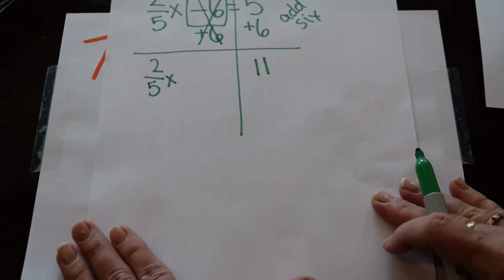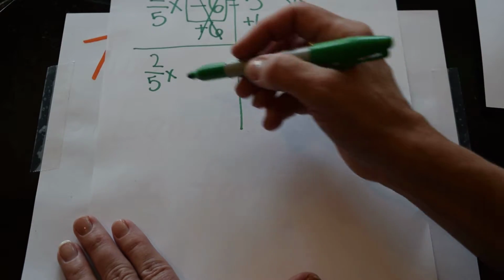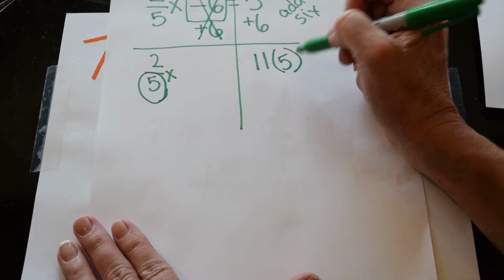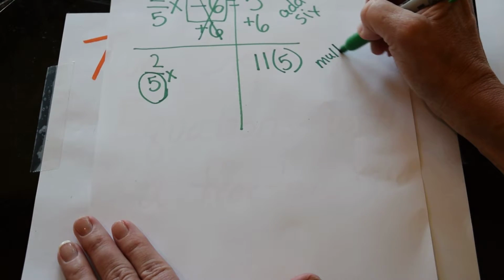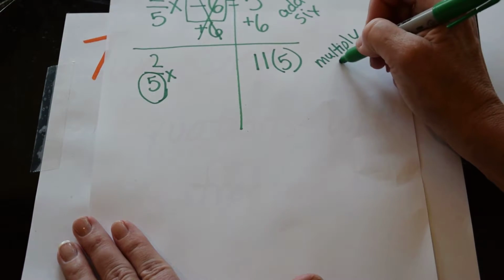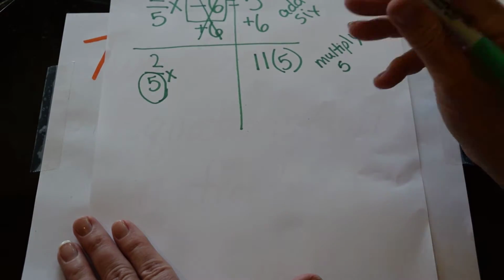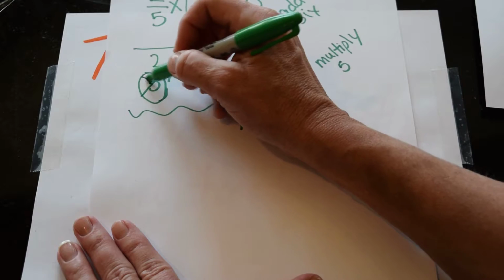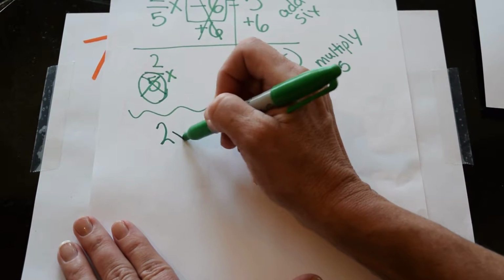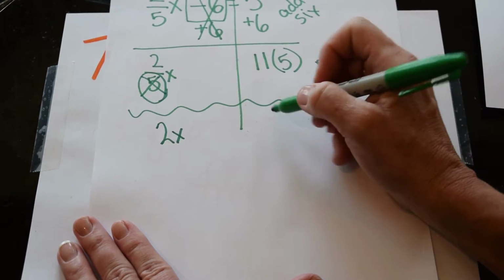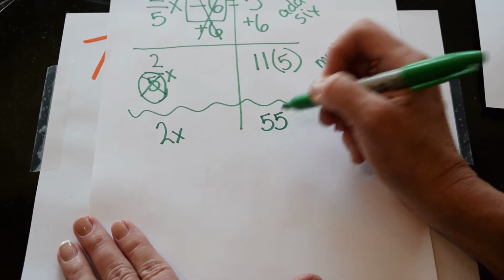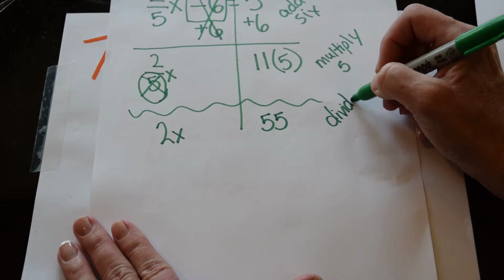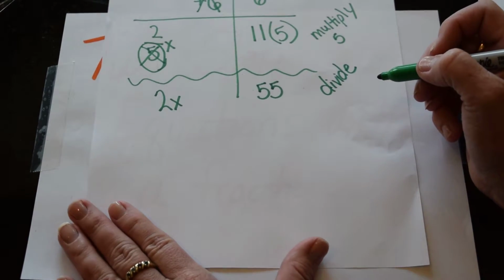Now, just like we did in our example a minute ago, we're going to take our denominator and we're going to move it over here and multiply by it. So we're going to multiply by 5. Now, of course, you can multiply by the reciprocal of the fraction, and if you want to do it that way, please feel free to do that. Our leftovers are 2x. On this side, we have 11 times 5, which is going to give us 55. And back down to a nice, simple, easy one-step equation.